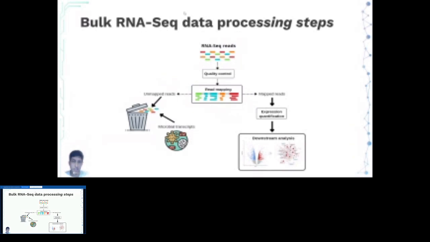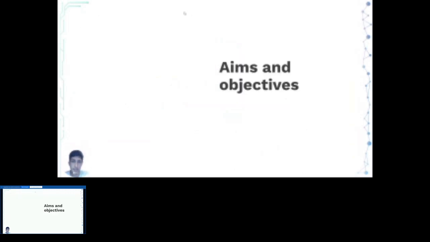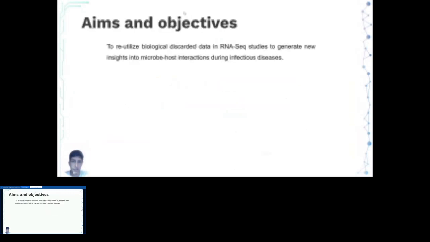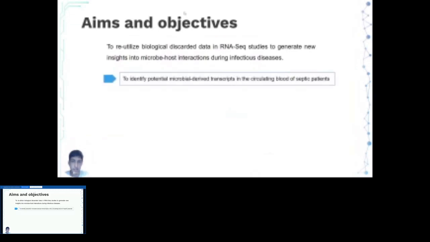And then the question is, what if we take into account this information from unmapped reads? And that's basically what we have done. So in this project, we proposed a bioinformatic approach to reutilize this discarded biological data of unmapped reads in RNA-seq studies, and we try to generate new insights into host-microbe interaction during infectious diseases.